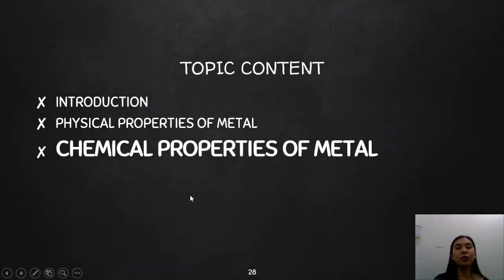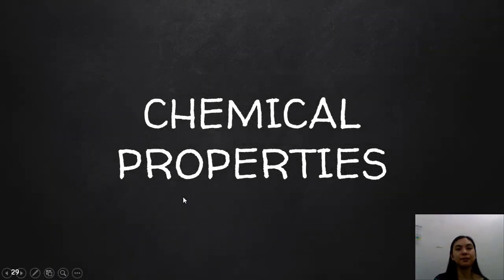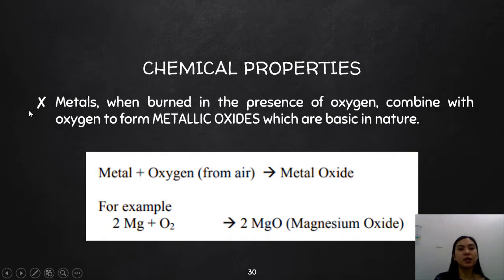So let's go now to the chemical properties of your metals. It says here, metals, when burned in the presence of oxygen, combine with oxygen to form your metallic oxide. So again, metals plus oxygen will yield a metallic oxide. As with the example provided here, for example, you have your magnesium metal, 2 moles of that, and a mole of oxygen, and when they combine, it will form your metallic oxide, which in this particular reaction is magnesium oxide.